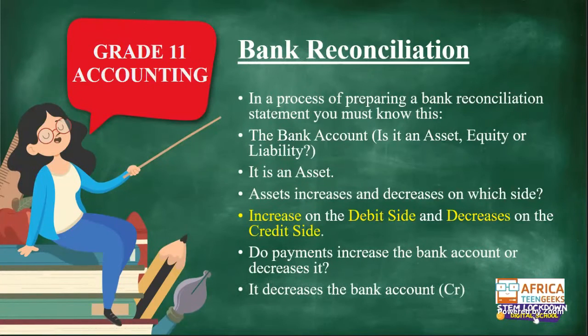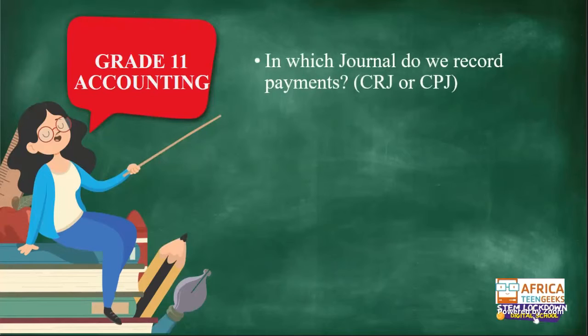On the credit side. Hence, we said the bank decreases on where? On the credit side, but increases on where? On the debit side. Therefore, if I were to be receiving money from somebody, then my bank account will increase. On which side? On the debit side, right? In which journal do we then record the payments, the CPJ or the CRJ? We record the payments in the cash payment journal, right?